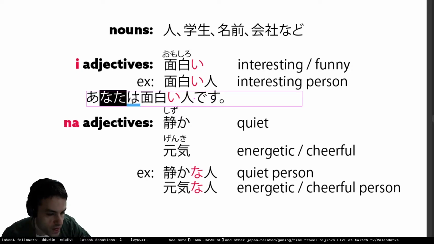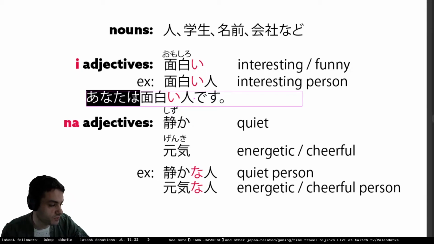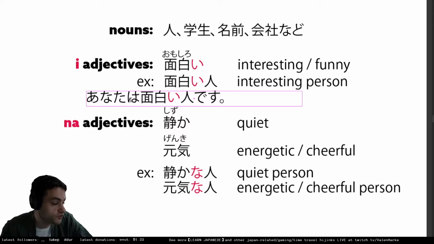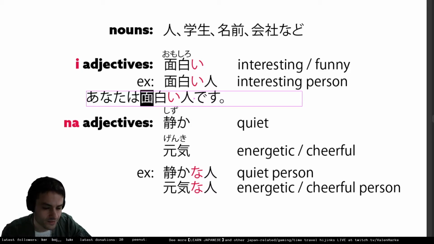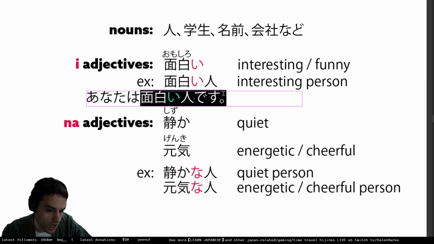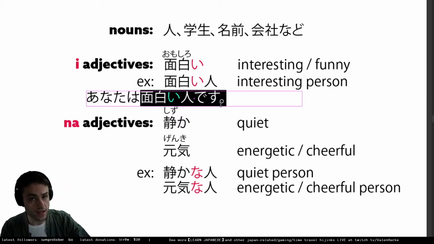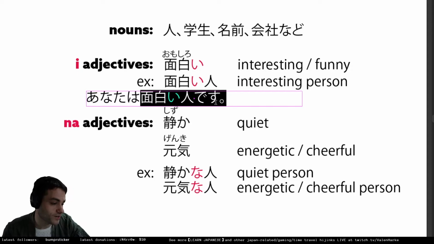However, would we say "you is" in English? No, we would not. So how would we translate this? You are. Remember I told you, there is no distinction between is and are in Japanese. It's easier than English, because you only have one option, wa and desu. Anata wa omoshiroi hito desu. You are an interesting person. And notice I threw on the word an. You don't need that in Japanese either.